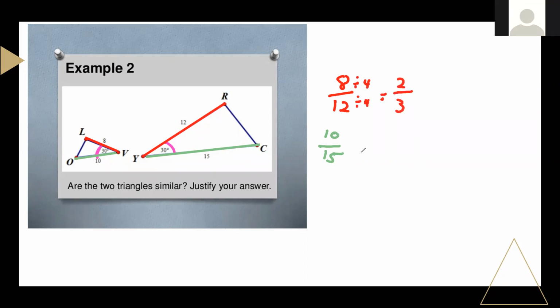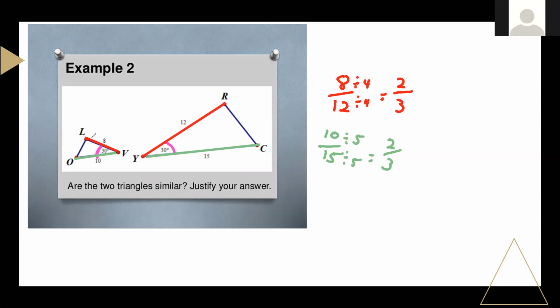Now I'm going to look here. On 5, I'm going to divide by 5. 5 times 2. 2 over 3. That's two over three. So this one, they are similar, correct?